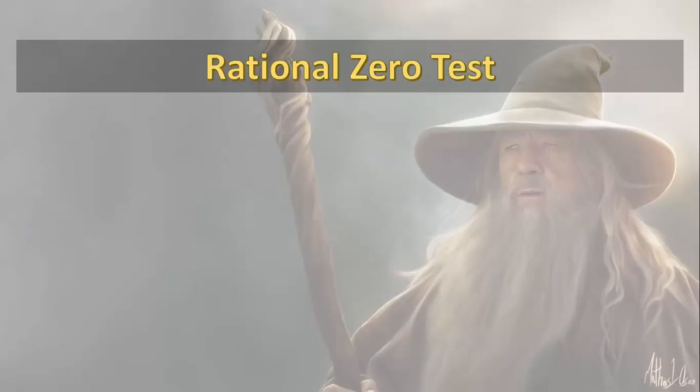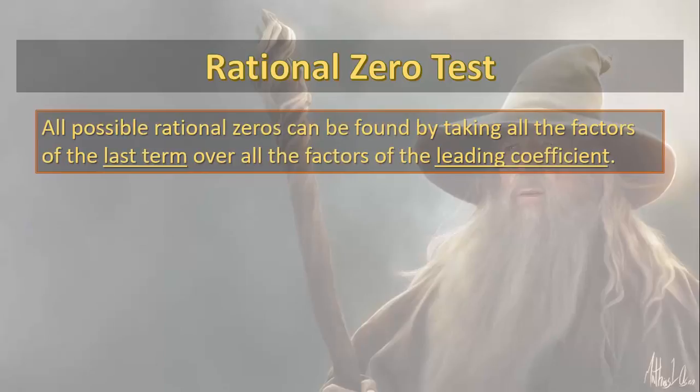I see you've come back. That's terrific because the rational zero test is really helpful. You're going to like it. It says that all possible rational zeros can be found by taking all the factors of the last term over all the factors of the leading coefficient.